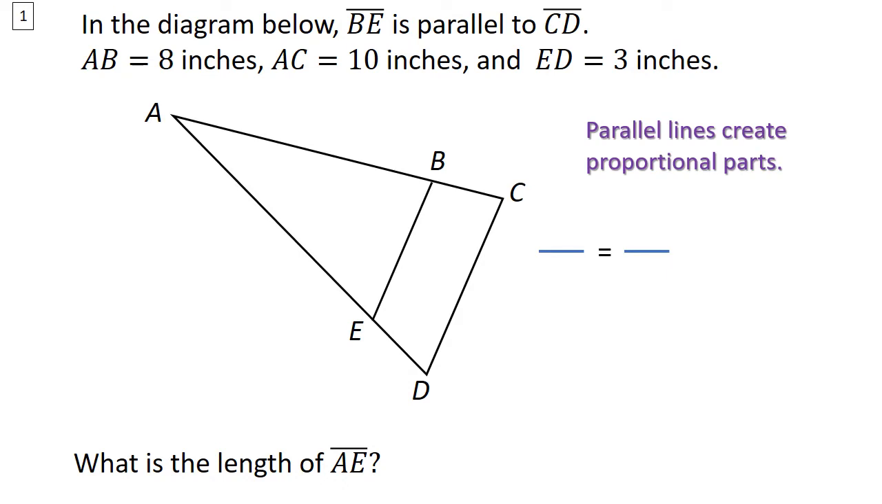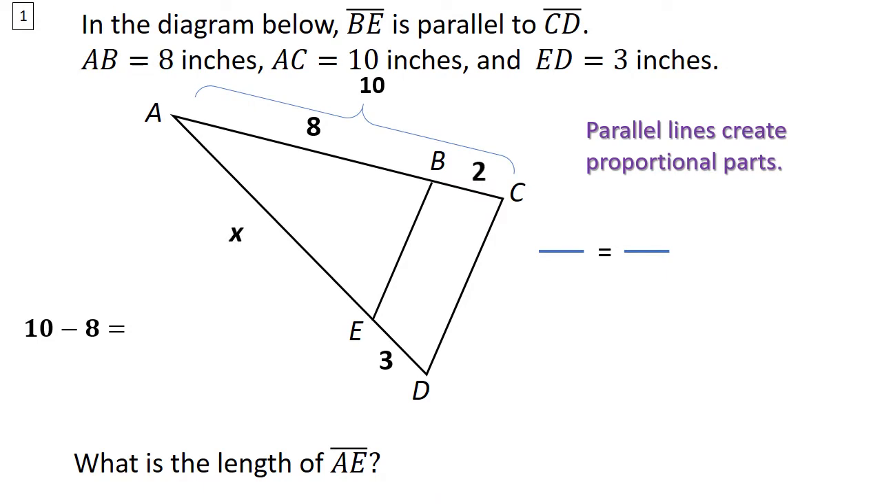So let's label a few of these lengths. Let's start with what they tell us. AB is 8. Now it tells me AC is 10. That would be a little more useful if I could get just BC, but that's just a matter of subtraction. 10 minus 8, that's going to be 2. BC is just going to have a length of 2. So what else do we have? We've got ED is 3, and we're looking down here. It asks us what the length of AE is. So that's the one we're looking for.